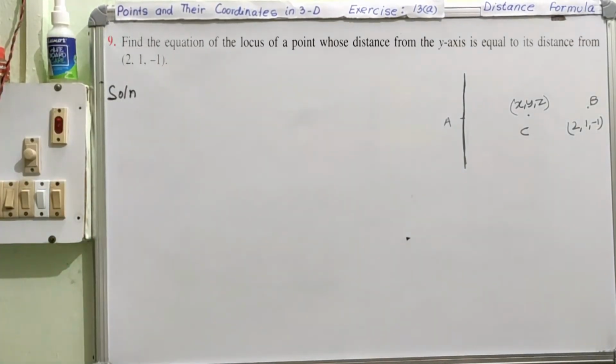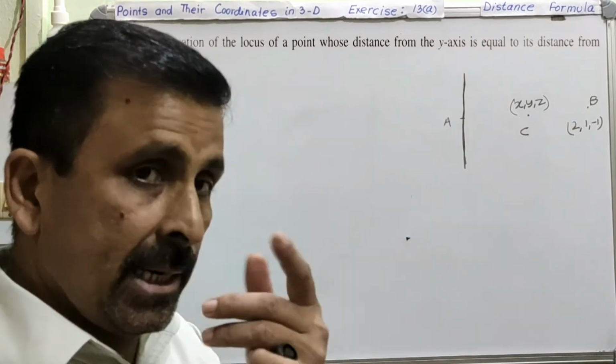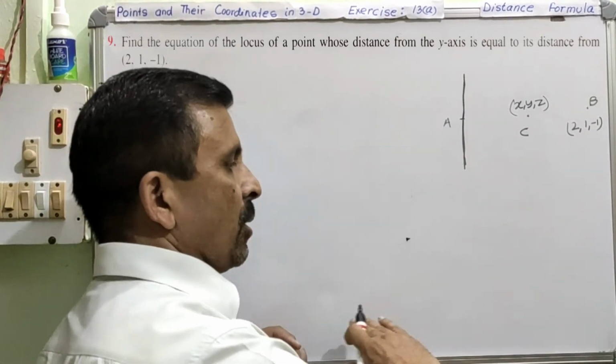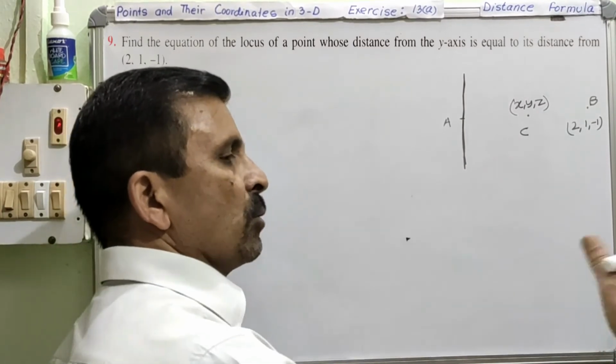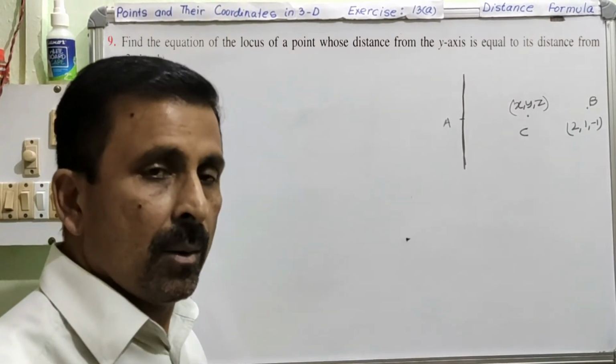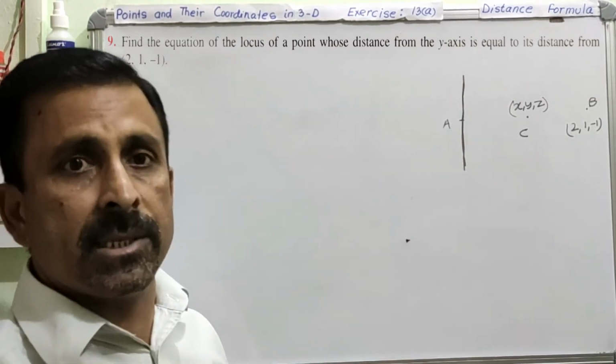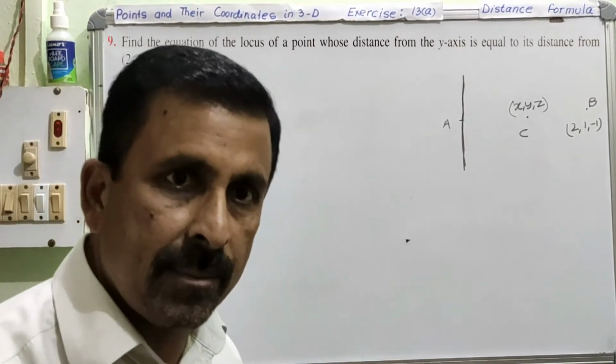So this is a very simple thing. You have already studied in your previous class about x-axis and y-axis. On x-axis, everywhere on x-axis, y coordinate is 0, and similarly on y-axis, x coordinate will be 0. Are you getting my point or not?